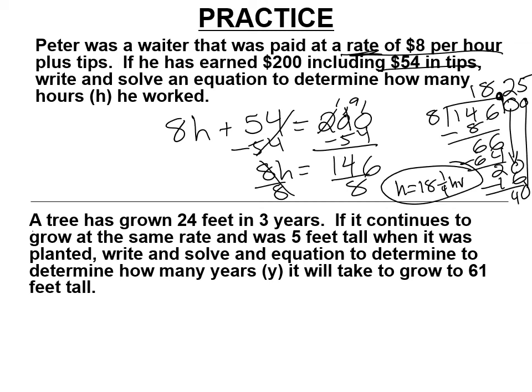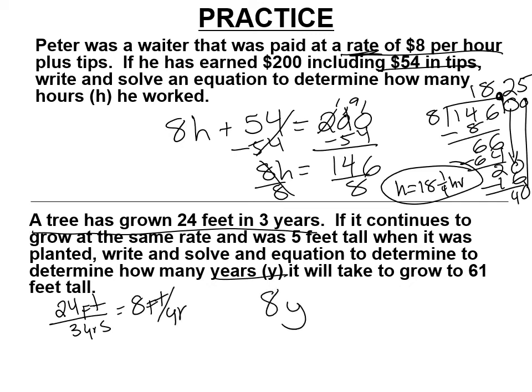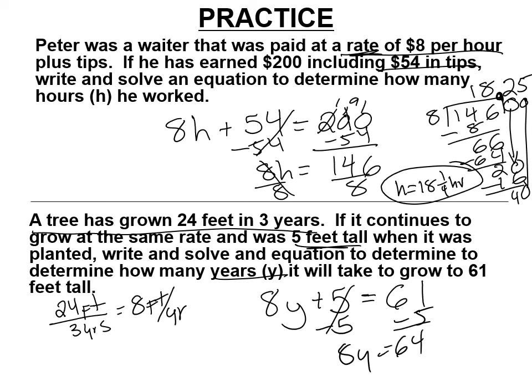Try the next one. All right, a tree has grown 24 feet in 3 years. So that's the rate of growth. It grew 24 feet in 3 years, so it's growing 8 feet every single year. So our coefficient for y, for years, is 8. It was 5 feet tall when it started, when it was planted. And it's now going to be 61 feet tall. Subtract 5 from both sides. 8y equals 64. That one comes out much nicer. And so y equals 8 years, right? Word problems have words in their answer.